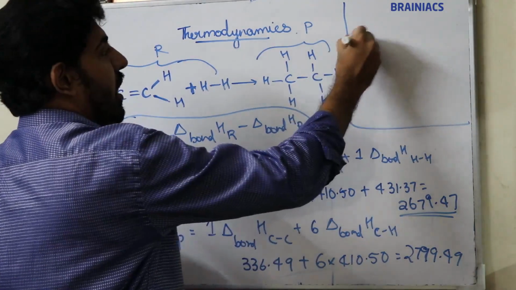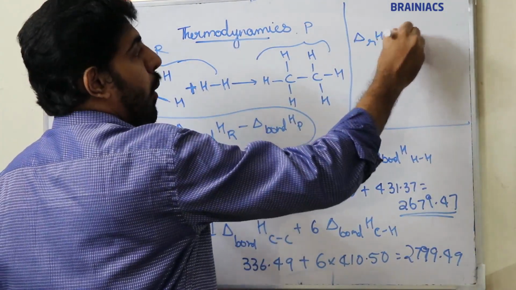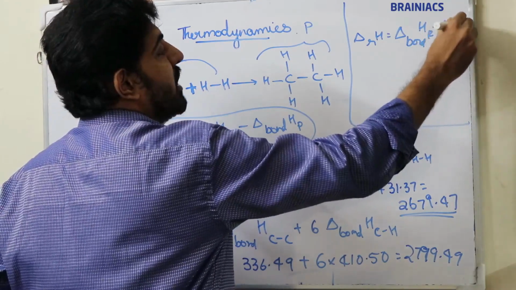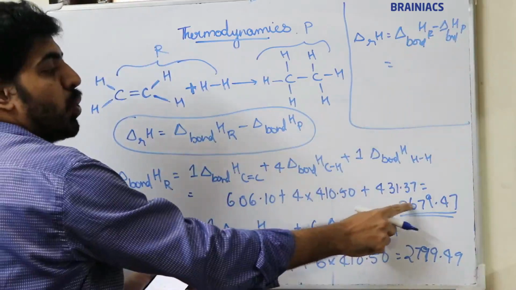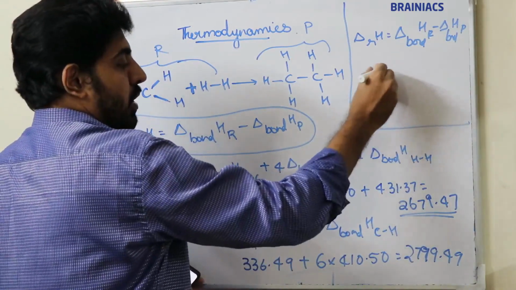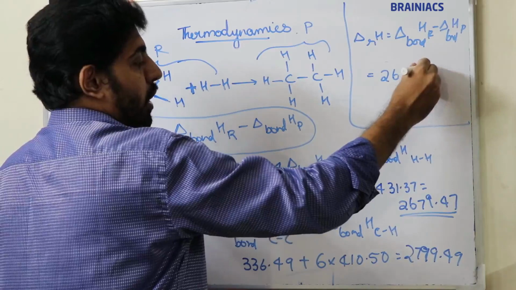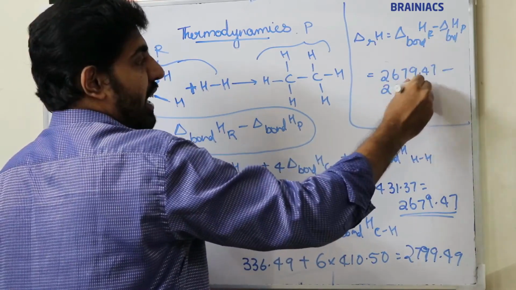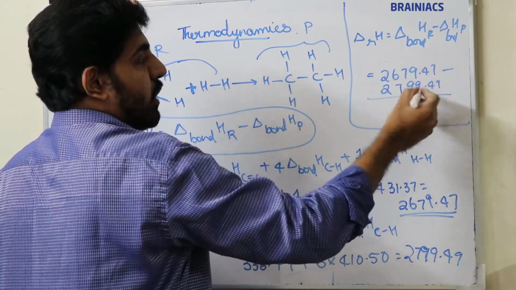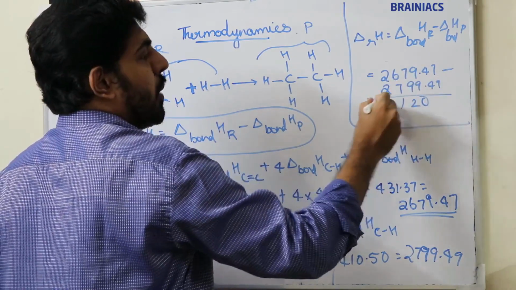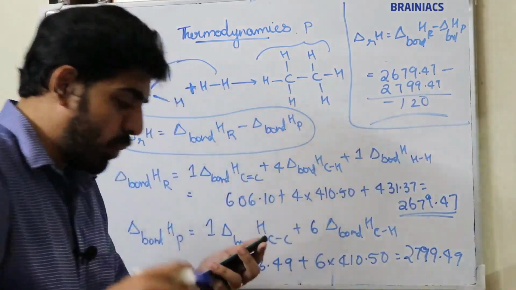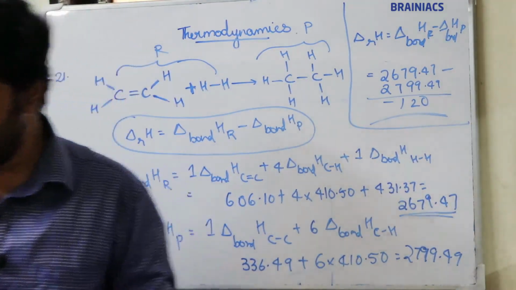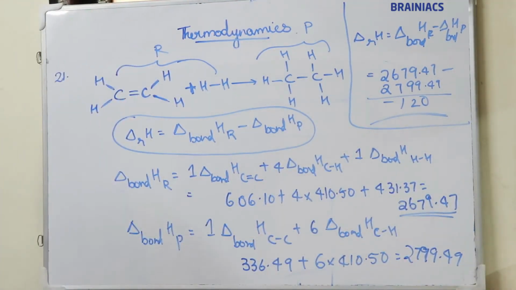So delta enthalpy of reaction is equal to bond enthalpy of reactant minus bond enthalpy of product. Bond enthalpy of reactant is 2679.47 minus bond enthalpy of product 2799.49. You will get nearly minus 120, and that is the right answer, minus 120. I think it's clear.